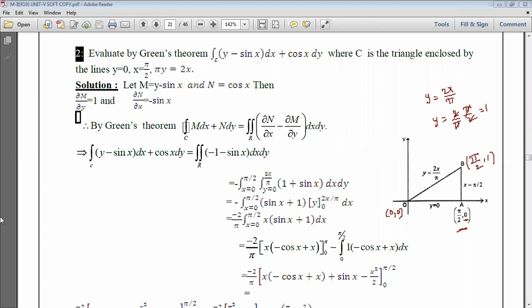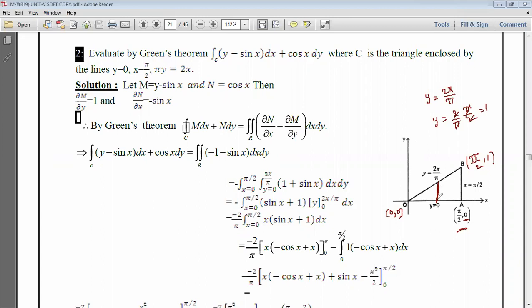So therefore the intersecting points of these three lines are (0, 0), (pi by 2, 0) and (pi by 2, 1). Now we need to write the limits. For writing the limits, you can choose either vertical or horizontal. Mostly you can take the vertical strip, then you can get it done easily. So here I am taking the vertical one.